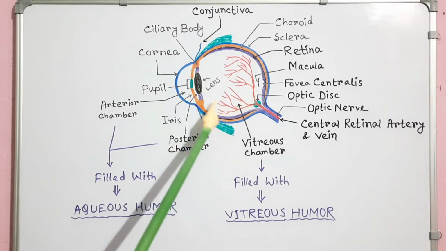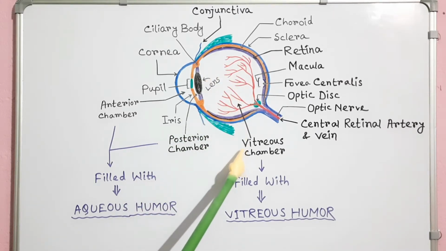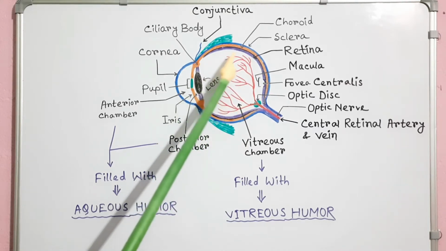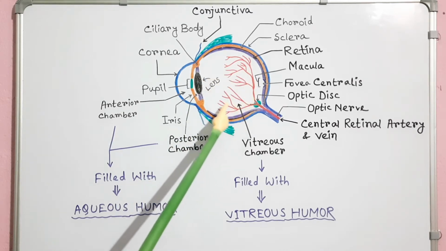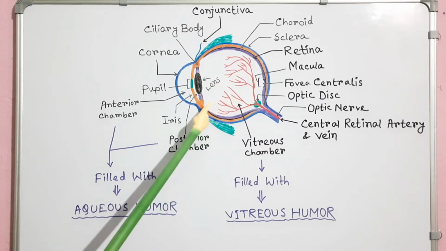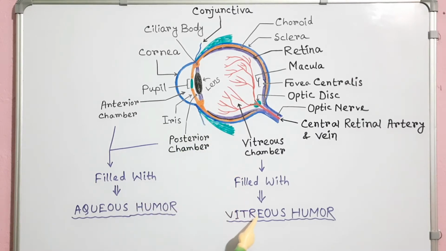Finally, the third chamber is the vitreous chamber. It is much larger. It is the space between the posterior surface of the lens and the neural retina. This chamber is filled with a transparent, jelly-like substance called the vitreous humor. The vitreous humor is produced by the non-pigmented cells in the ciliary body. It is composed of approximately 98 to 99% water with trace amounts of hyaluronan, glycoproteins, glucose, collagen, etc.